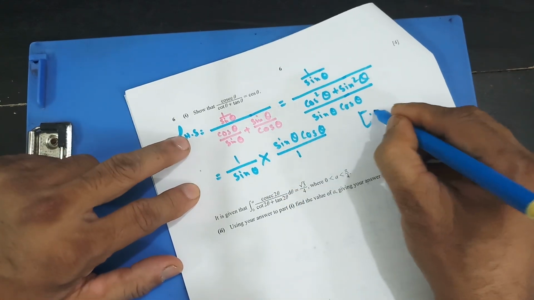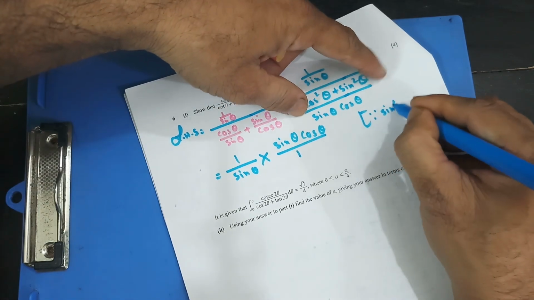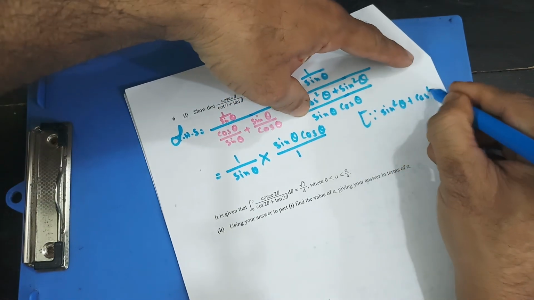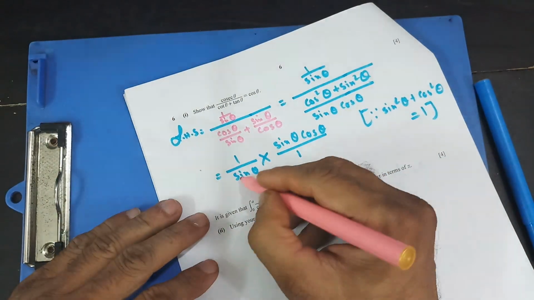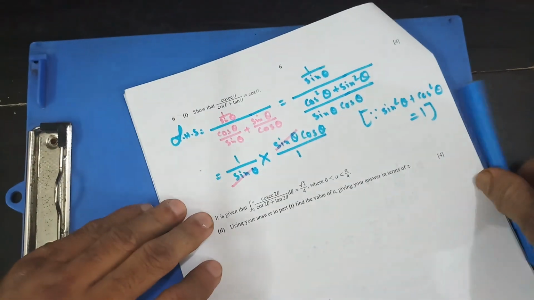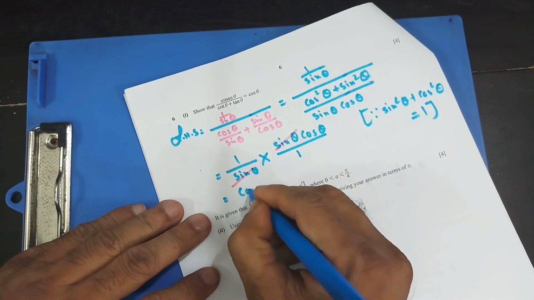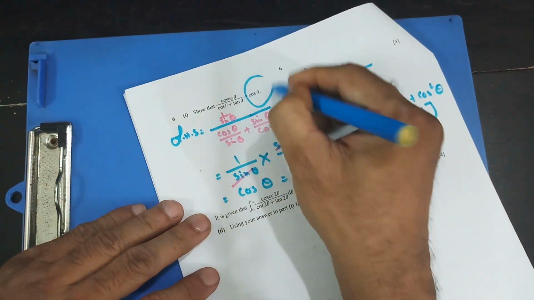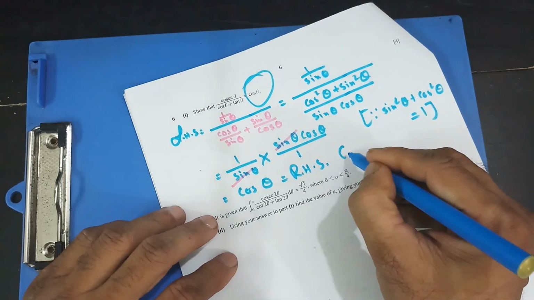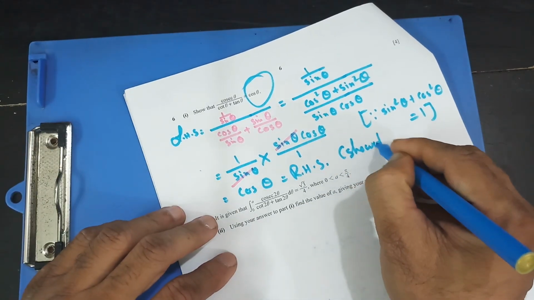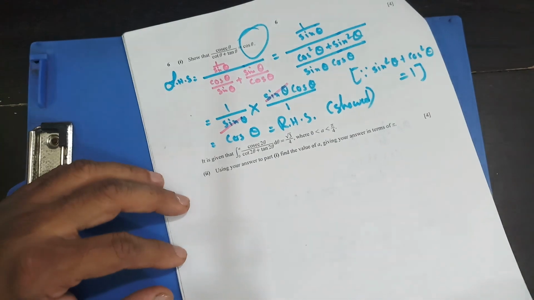Okay, since sine squared theta plus cos squared theta equals 1, now what can I do? I can cancel these two out, and I'm going to have cos theta, and that's my right hand side. And since it says show, put it in brackets, showed. If it says proved, then we write down proved.